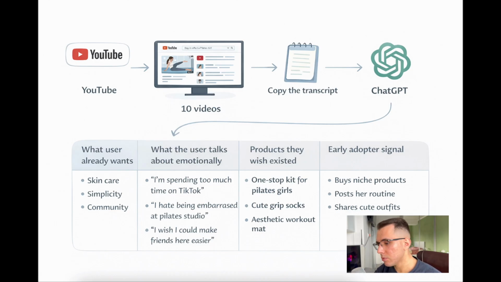So go to YouTube, open 10 videos of the routine, daily habits, daily routine of the Pilates girl, that girl, and so on. Open those 10 videos, and I don't want you to watch all of them. Just copy the transcript of the video, paste it into ChatGPT, and then ask it to look for what the user already wants, what the user talks about emotionally, products that they wish existed, and early adopter signals.